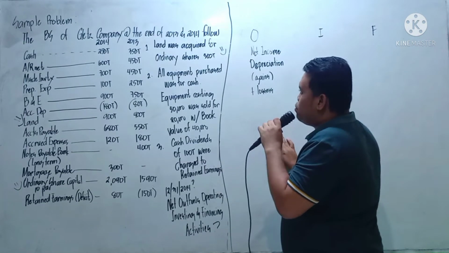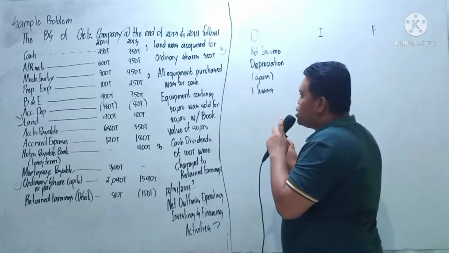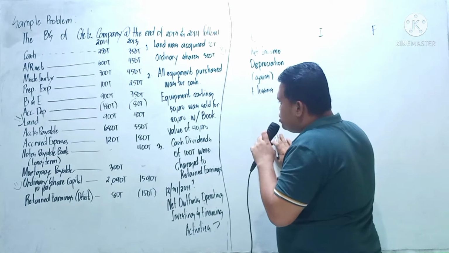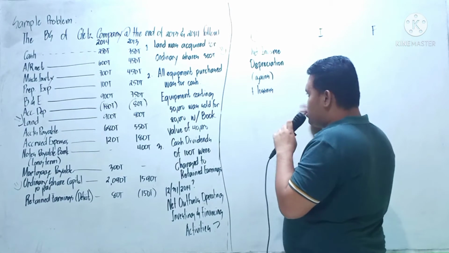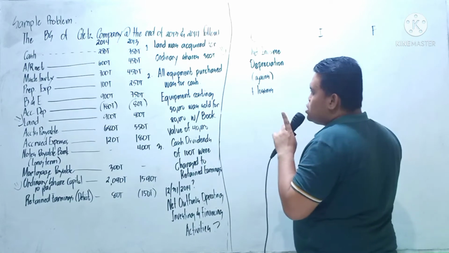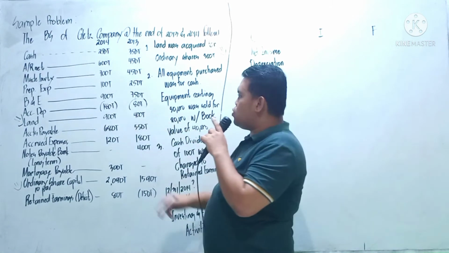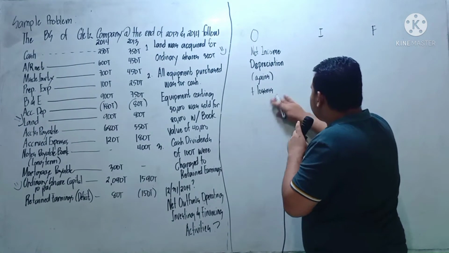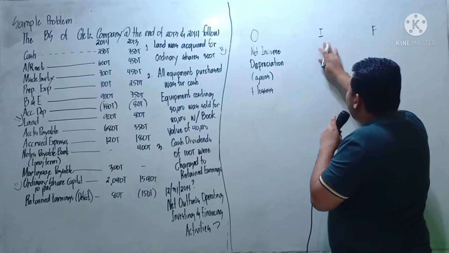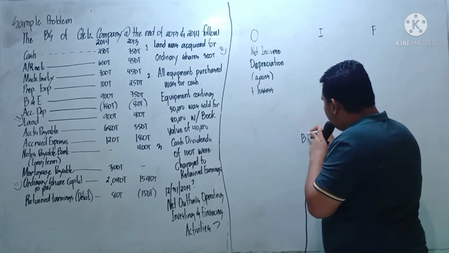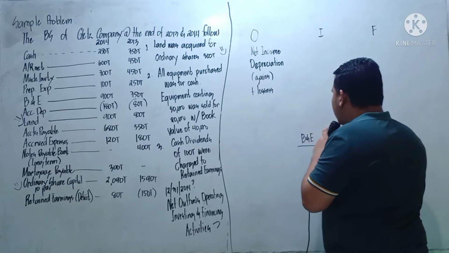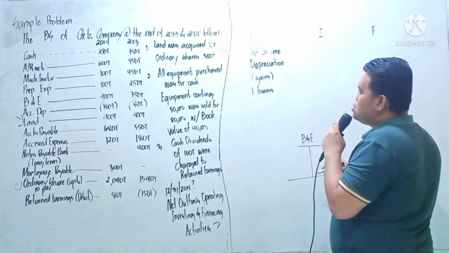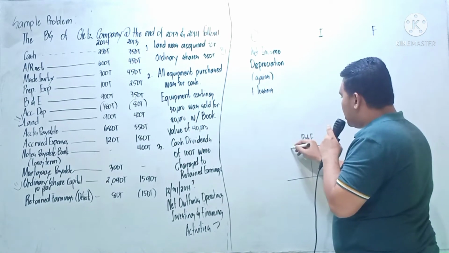All equipment purchased was for cash. Then, one equipment costing 50,000 was sold for 20,000 with a book value of 40,000. So, what do we record? It affects the building and equipment account, so we analyze that. We have building and equipment, which is grouped under investing. For building and equipment, they have given you balances. One of those is 750,000, right?